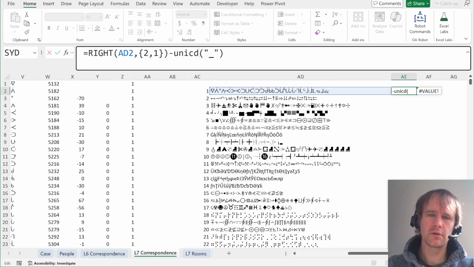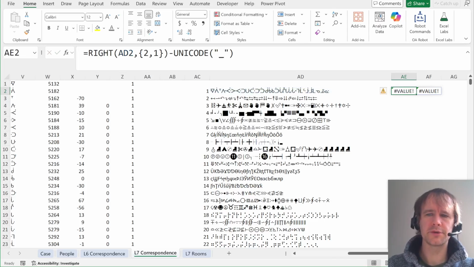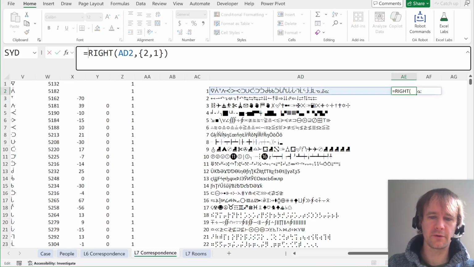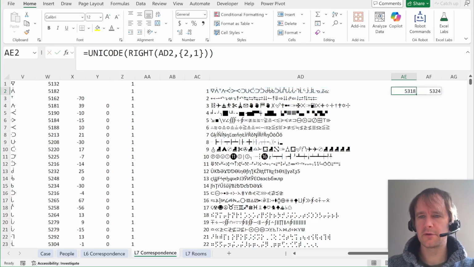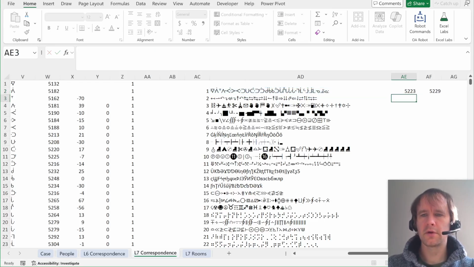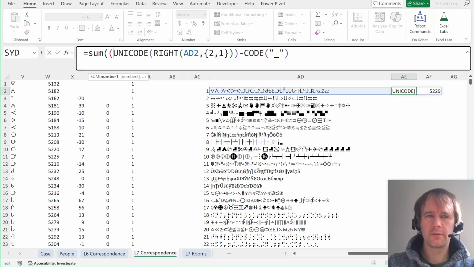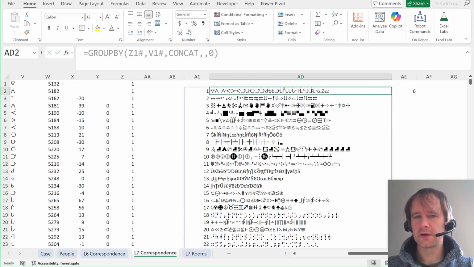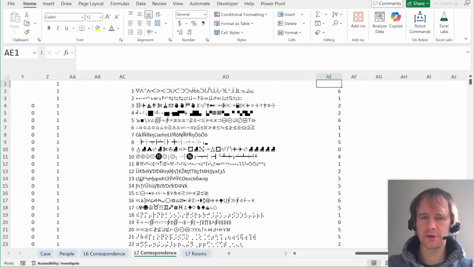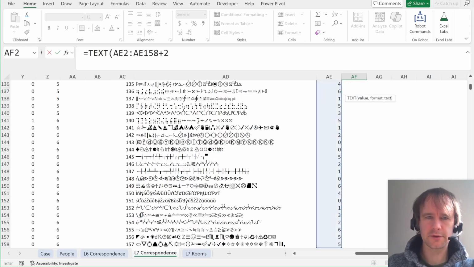Code, unicode. Oh, sorry. Yeah. Because before I can subtract anything from it, I need to have the unicode of it, not the text. Then we can subtract off code of underscore. I get that, and then same as before, we can say we're going to multiply this by minus 1, 1, and sum it up. In other words, take the difference, and there's my along shift. So that's my along. Then I can get my day is going to be text of this plus 2.